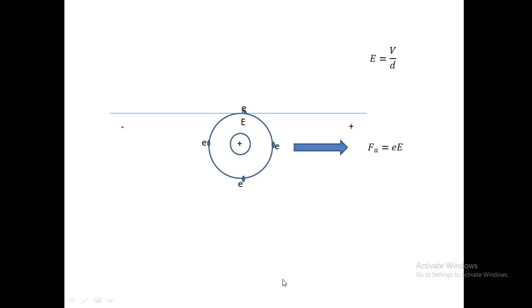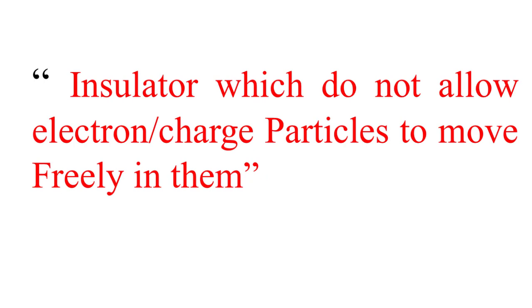Now I am giving the definition of the insulator. Insulator: a material which does not allow electrons or charged particles to move freely within it.